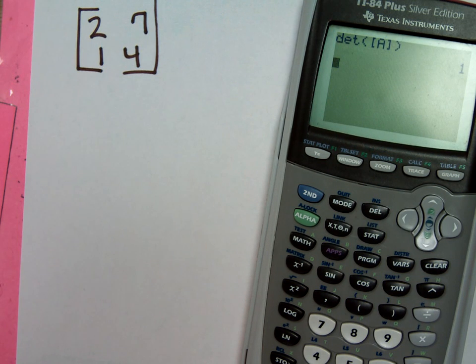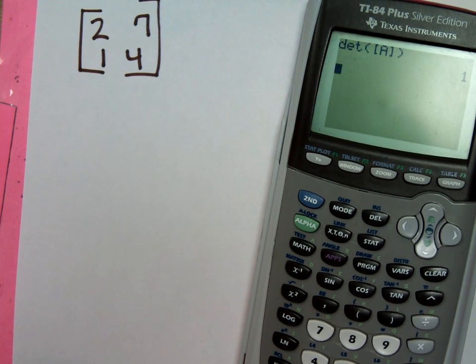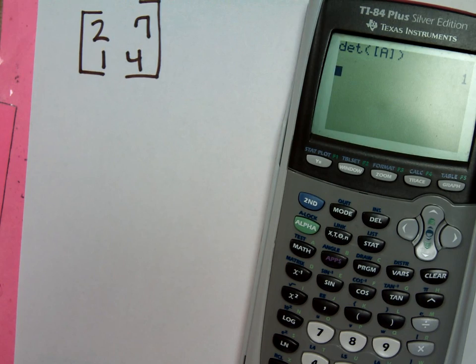If the determinant is 0, the matrix doesn't have an inverse. Okay, if the determinant is 0, then the matrix doesn't have an inverse. That's just a fact that you need to know because you could have questions about it. But if the determinant is 0, there's no inverse. The matrix doesn't have an inverse.